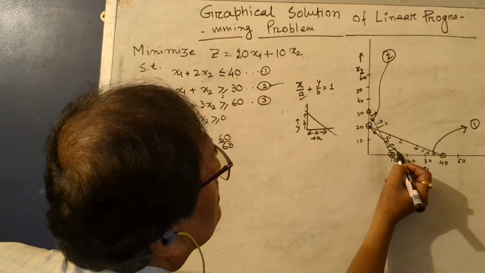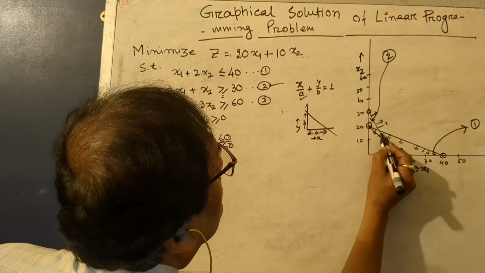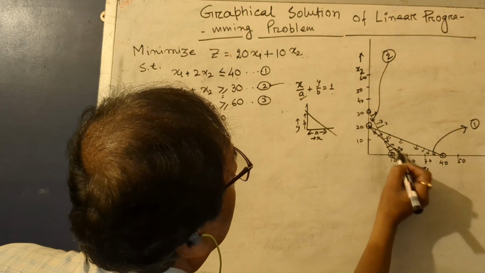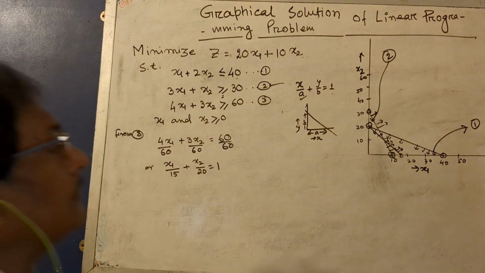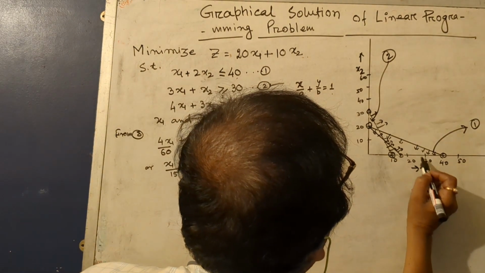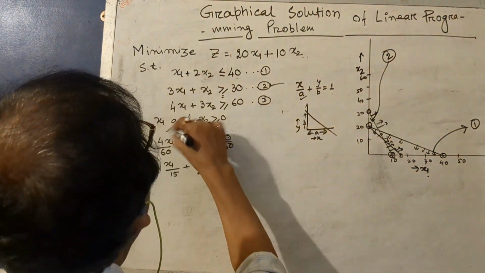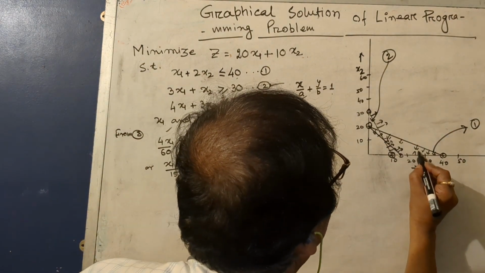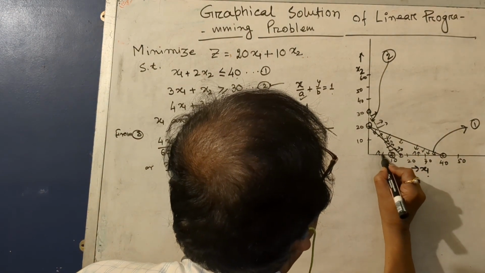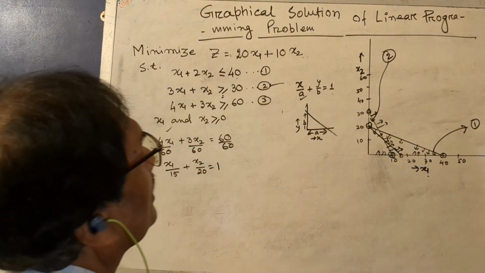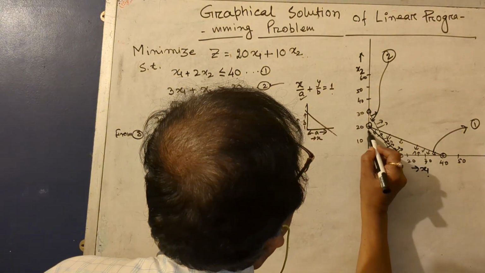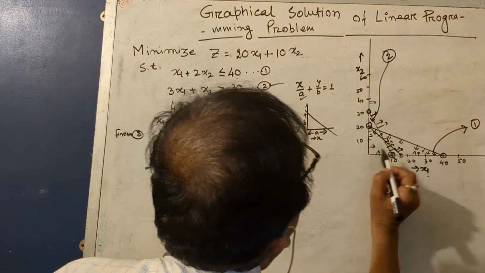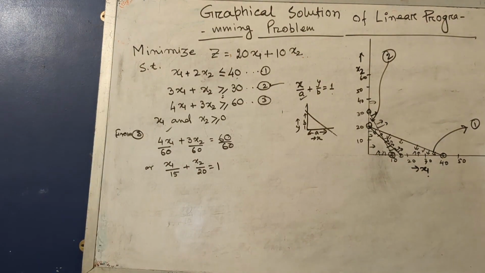And as it is a greater than type, that's why the movement of this line will be this. Now x1 greater than or equal to 0 means this type. x1 greater than 0, x2 greater than or equal to 0 is this side. It can be this side, x2 greater than or equal to 0. In this way, you will get a common feasible area.